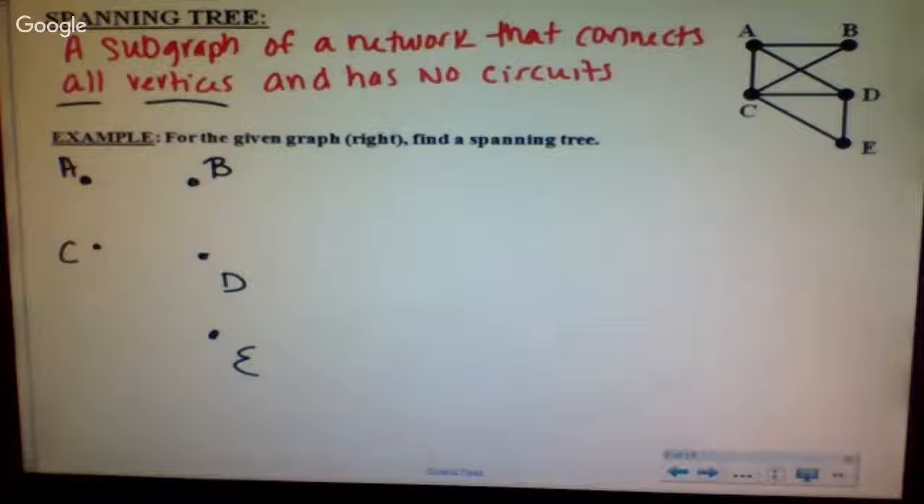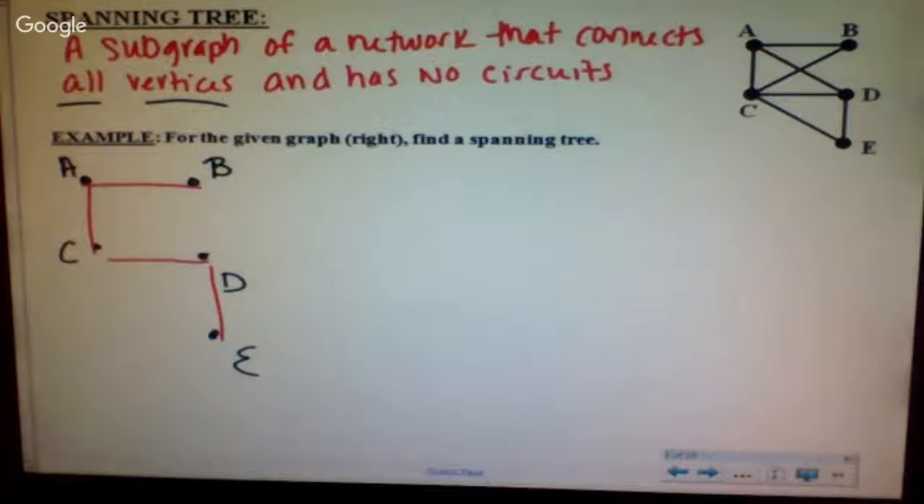B to A. Okay. Don't we have to have D and E though? Not necessarily, because you can reach out to E from C. Go to C from where? A. Okay, so A to C. That's 2 lines. D. You said from C to D. Yeah. And then down to E. Yep. That's a spanning tree.